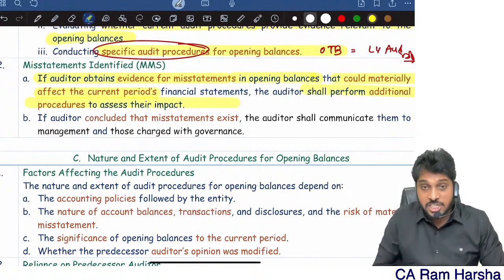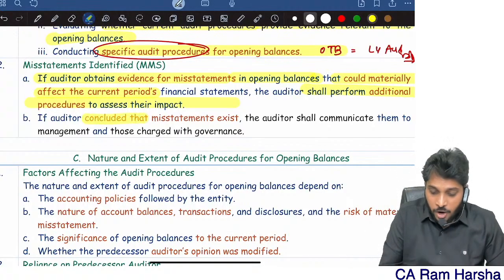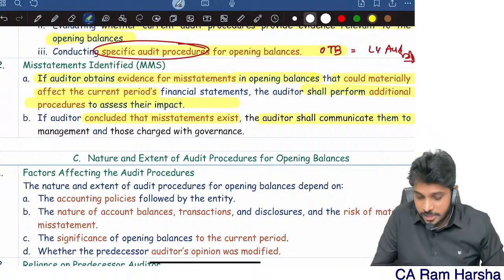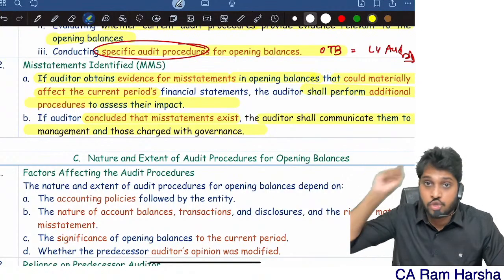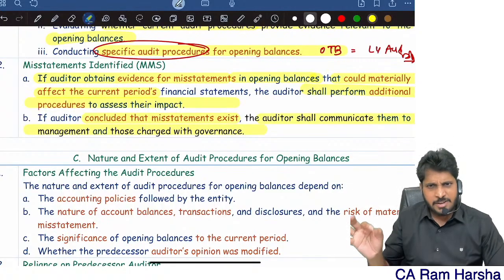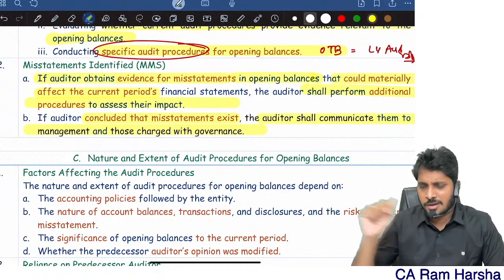Next, suppose the auditor obtains evidence of misstatements in opening balance which will materially affect the current period, then perform additional procedures. Go in depth, verify further to know what its impact is. If the auditor concludes a material misstatement exists, the auditor shall communicate to the management and top management, ask them to rectify the financial statements, ask them to show it as a prior period item. If they rectified and showed it as a prior period item correctly, they accounted, then no problem. I will give an unqualified opinion.